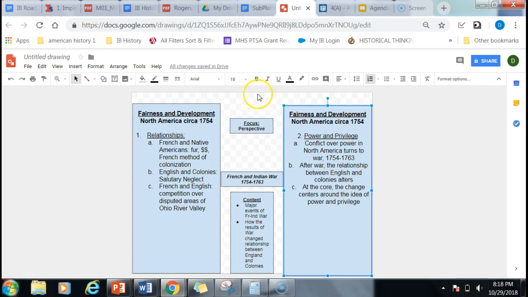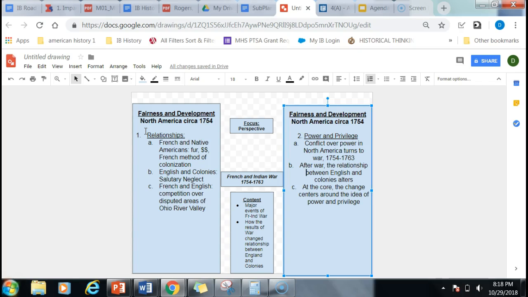The other thing that we want to look at here, as far as a big concept, when dealing with North America around 1754 and the French and Indian War, will be fairness and development. Fairness and development with regards to relationships, and fairness and development with regards to power and privilege. So if we're looking at fairness and development in North America around 1754, and we're looking at relationships, I think we can focus on three relationships here.